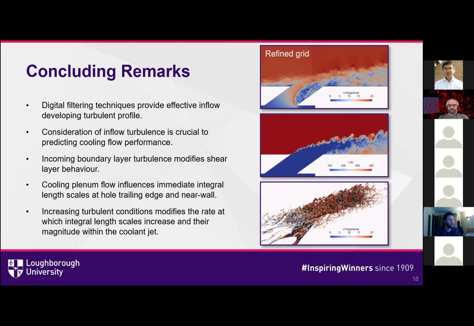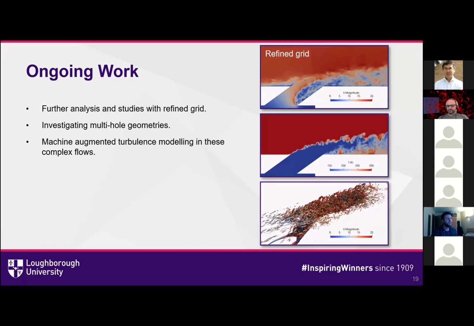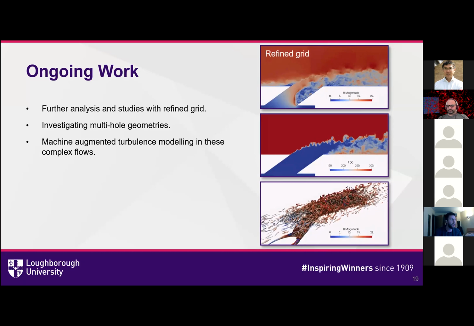And we've also been able to show in the intermediate integral that the coolant plenum flow influences those integral length scales at the whole trailing edge and in that near wall region for these cases. And increasing turbulent conditions modify the rate at which those integral length scales increase and their magnitude within the coolant jet.